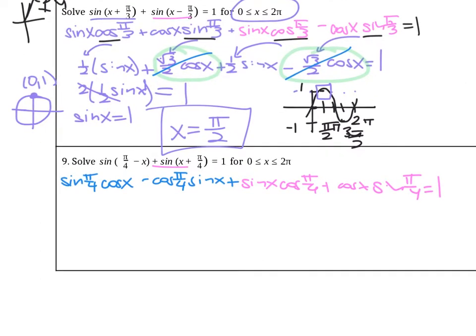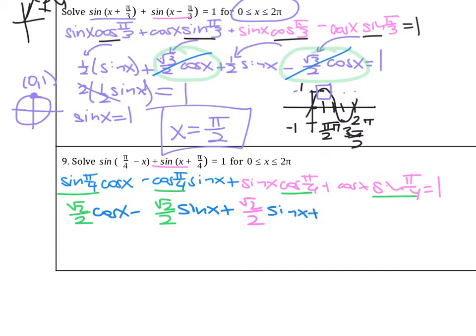So let's simplify this. What's nice is it's pi over 4, and that's just root 2 over 2. So let's do that. Root 2 over 2 times cosine of x minus root 2 over 2 times sine of x plus cosine of pi over 4, which is root 2 over 2, times sine of x plus root 2 over 2 times cosine of x, and that equals 1.